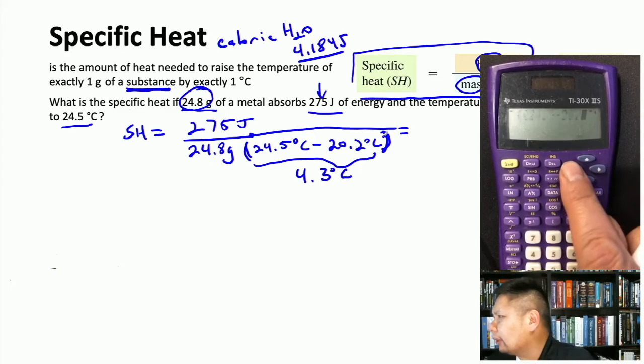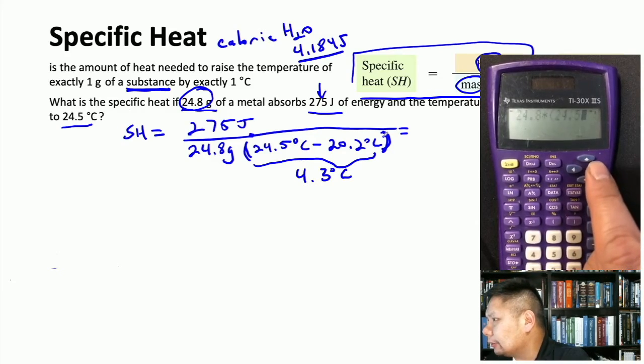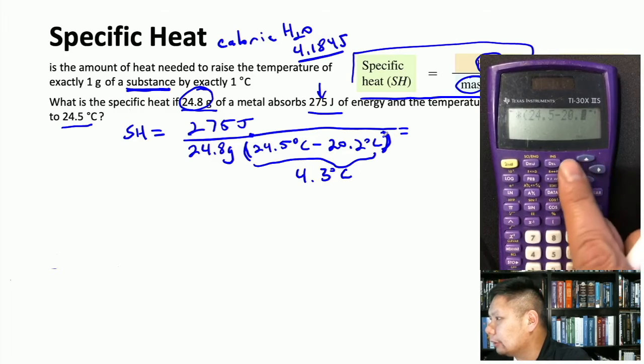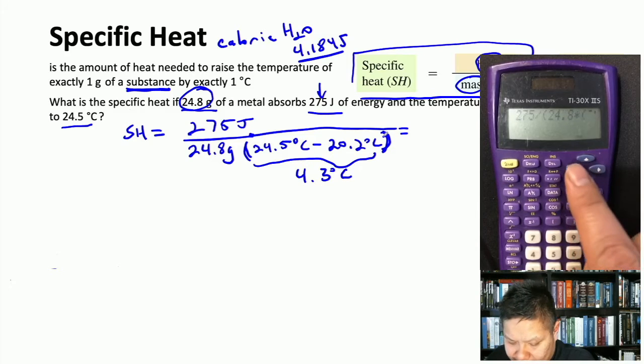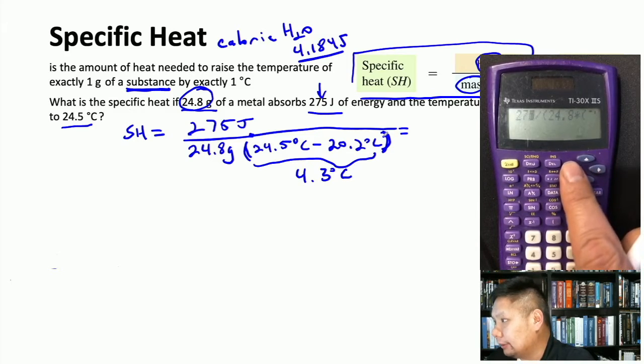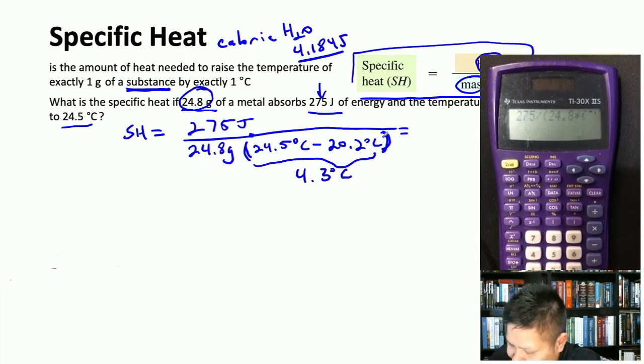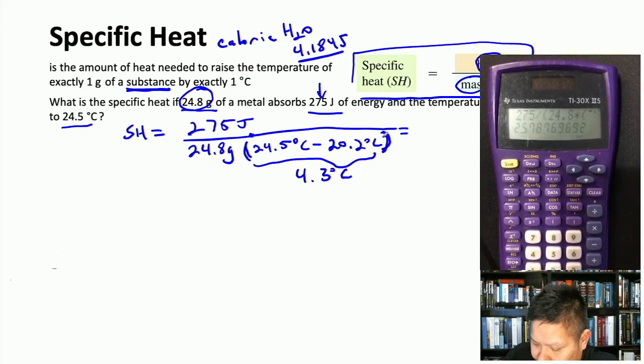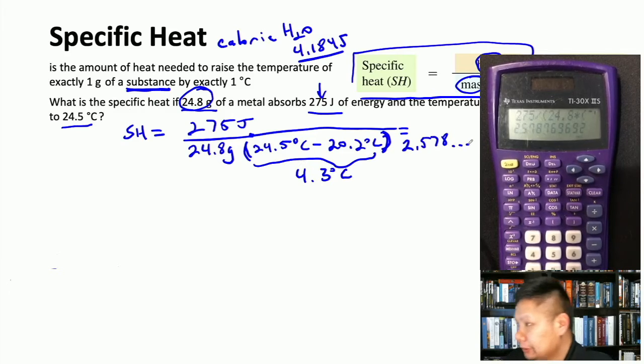So if you look at the calculator, the way I typed it in, if we're using our order of operations, we know that the parentheses are going to tell the calculator to do the arithmetic in here first, the 24.5 minus the 20.2, and then it will multiply the 24.8 grams, then it will divide with the 275. And our answer that we get from the calculator is 2.578 dot dot dot, some numbers.